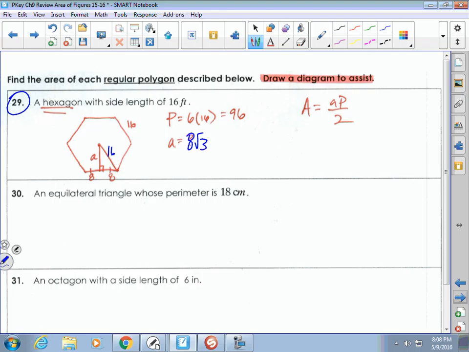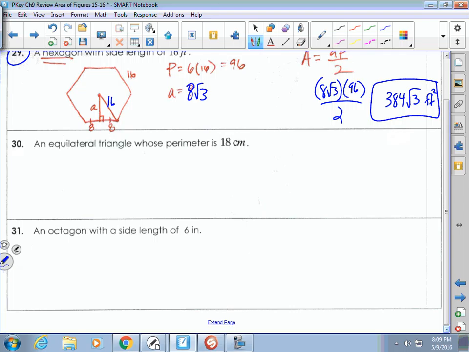Okay, so now we're just plugging it in. We have the perimeter up here was 96, so we take 8 root 3 times the 96 divided by 2. This is the radical answer. You're going to have a radical answer on your test. This was 384 square root of 3 feet squared. All right.